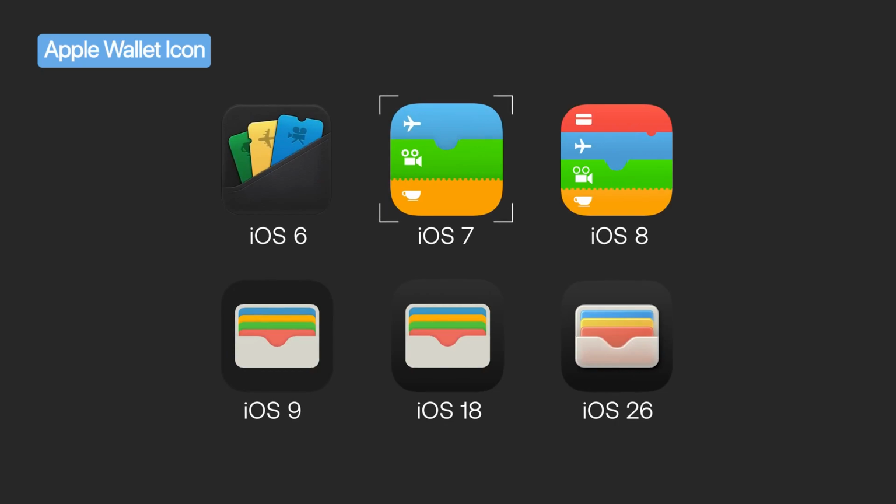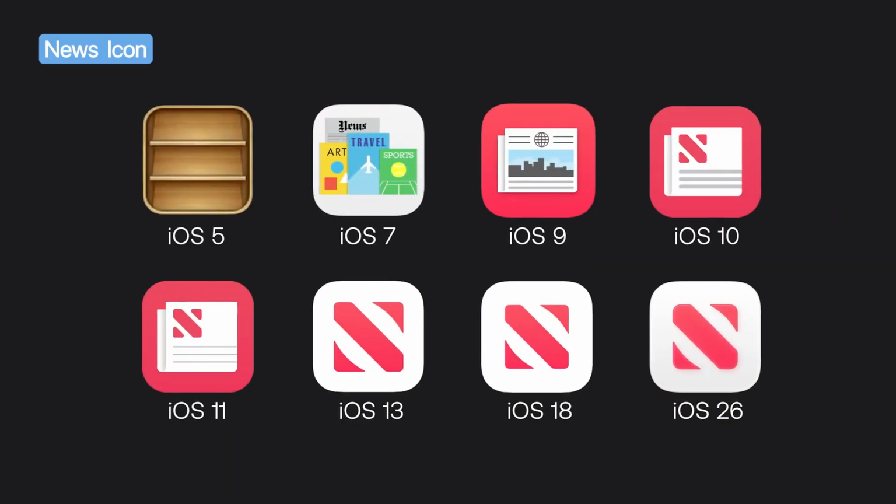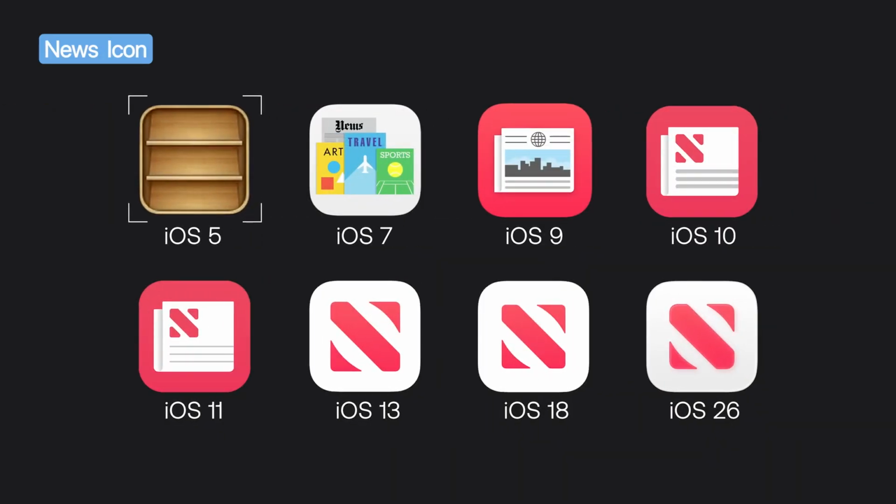Apple Wallet was introduced on iOS 6 and showed a pocket with various tickets. iOS 7 arranged the tickets horizontally, and starting with iOS 9, Apple added a wallet, which today is slightly transparent. iOS 5 also introduced the News app, a wooden bookshelf. iOS 7 showed more magazines, and starting with iOS 9, everything gradually simplified until today.